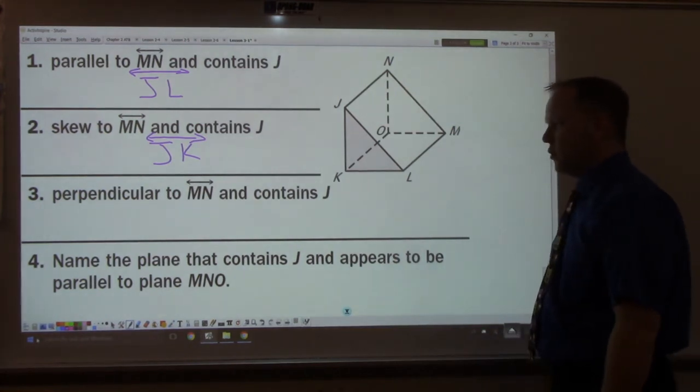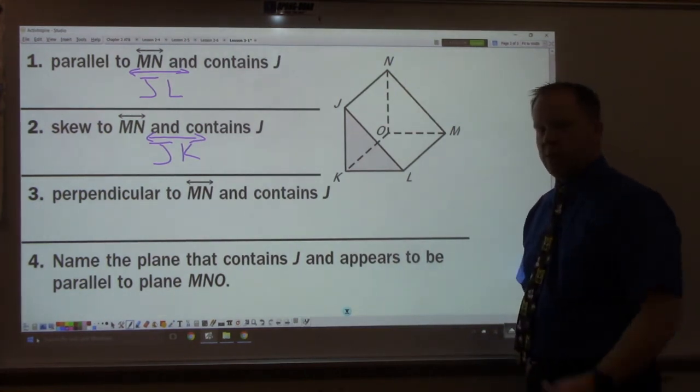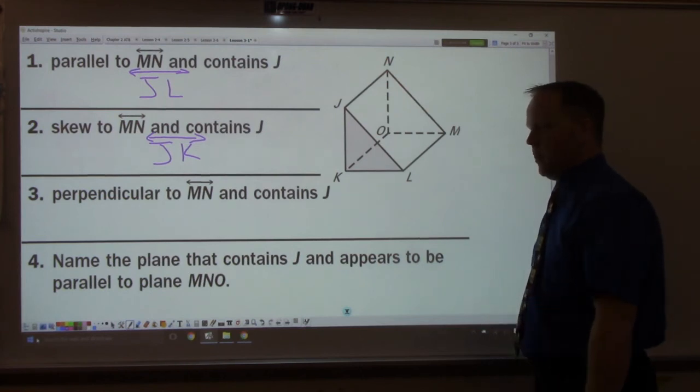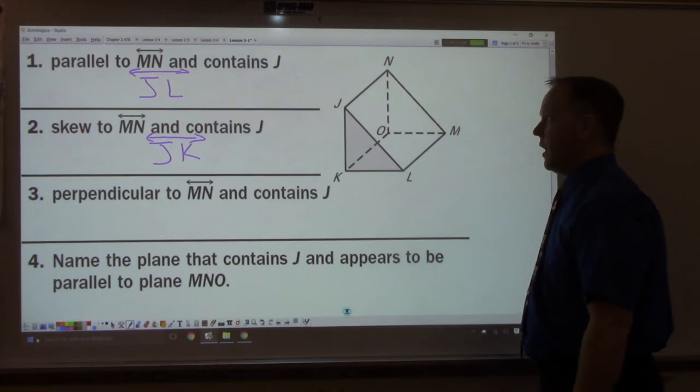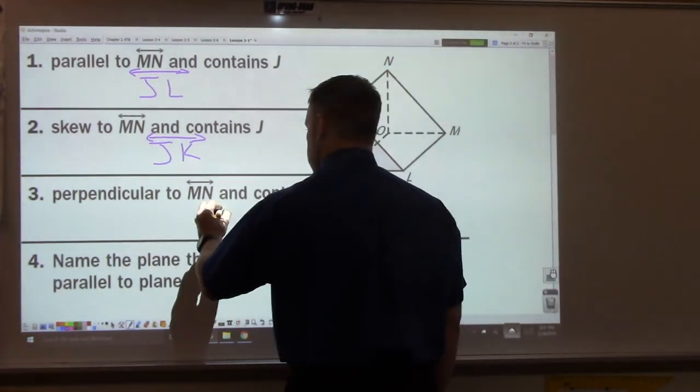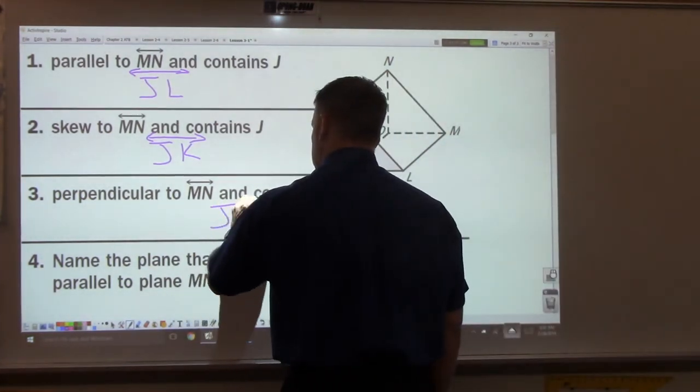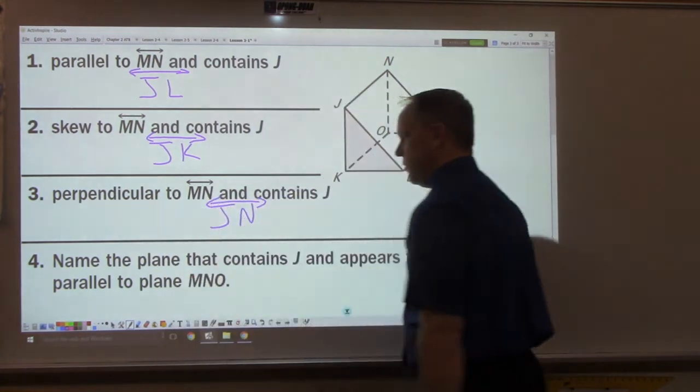Now, perpendicular to MN but contains point J. Again, which one appears to be perpendicular? I know they're not going to draw all the boxes, so which one appears perpendicular? That would be line JN.